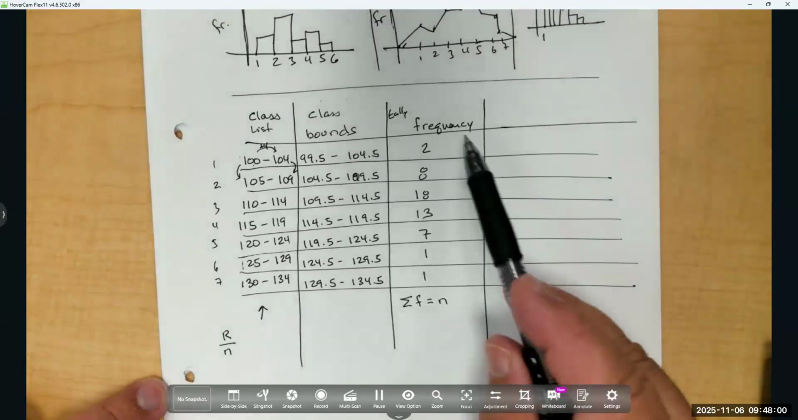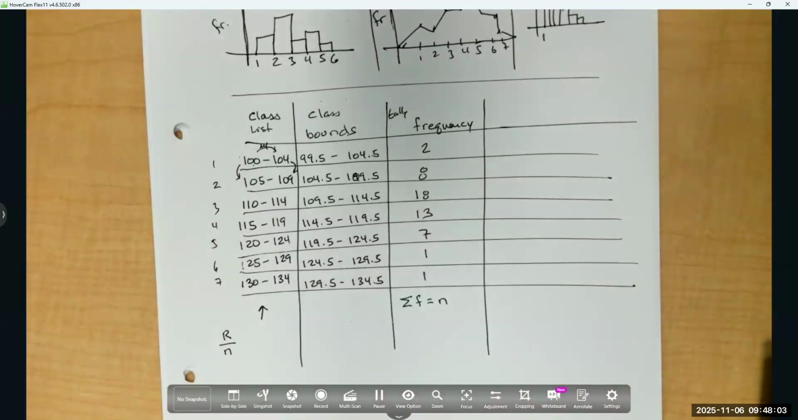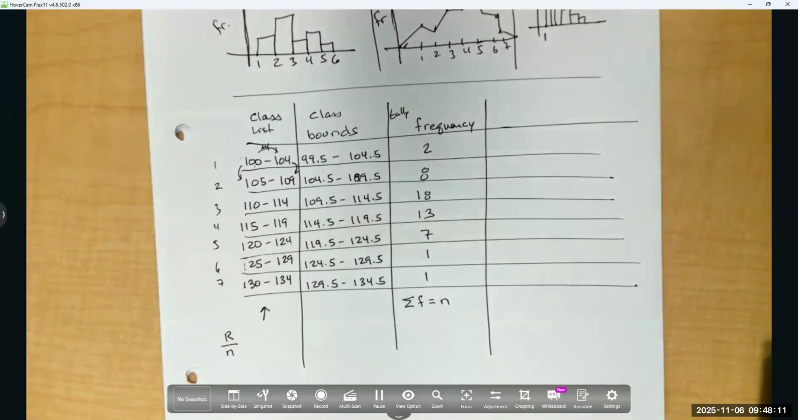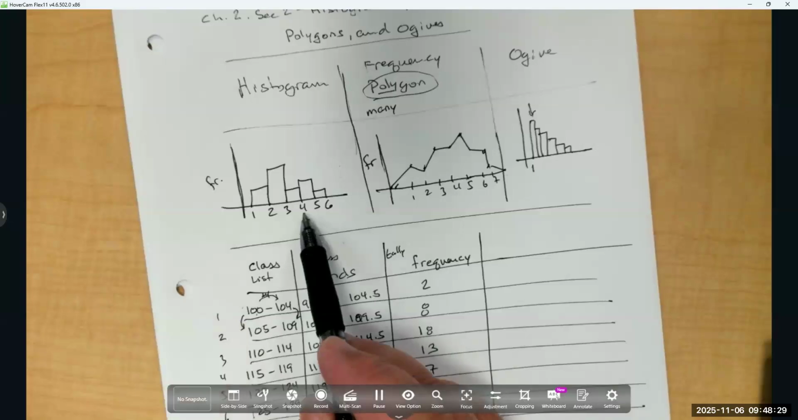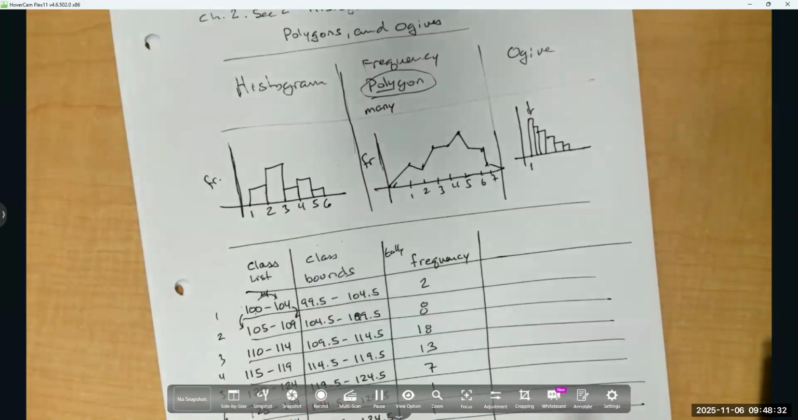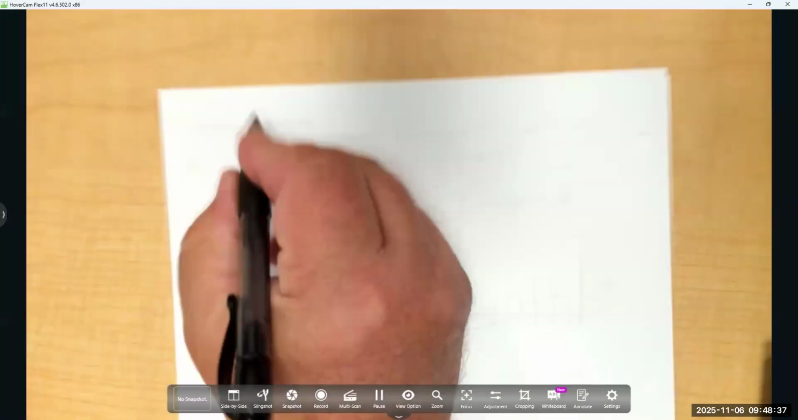Okay, so with this bit of information here, what can we create with it? You have to put it all together now. What graph can we create with this information? Histogram. Because we have the intervals, we have the frequency. That's exactly what the histogram is. So our first thing is create a histogram.